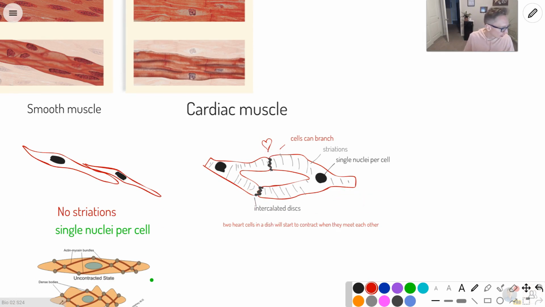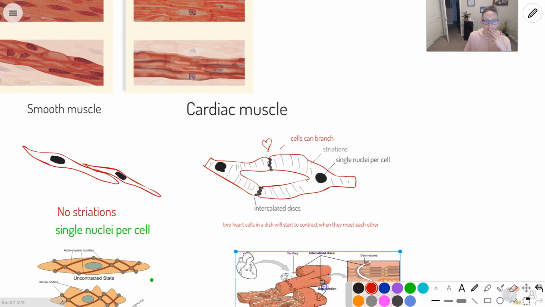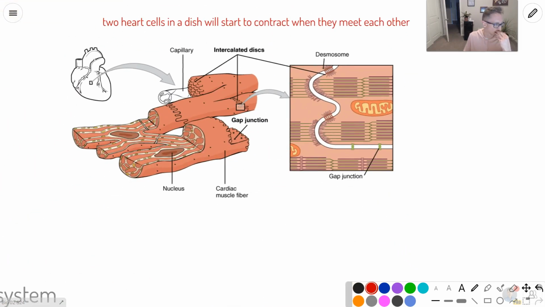Yeah, and these intercalated discs are little. I got a couple little pictures here I want to show you, and then that's it for this lecture. Nice and easy. So we got these. You can look at that while I get the second one going up in here.